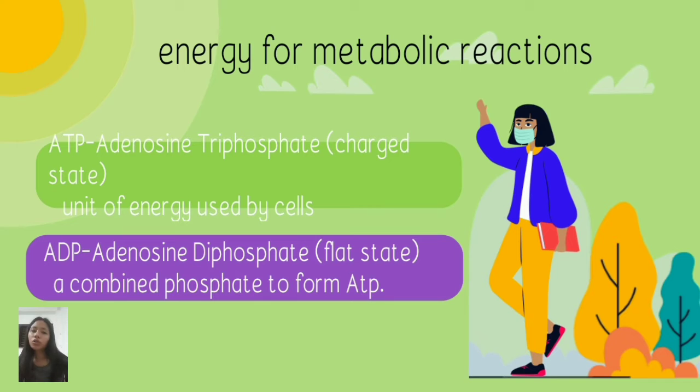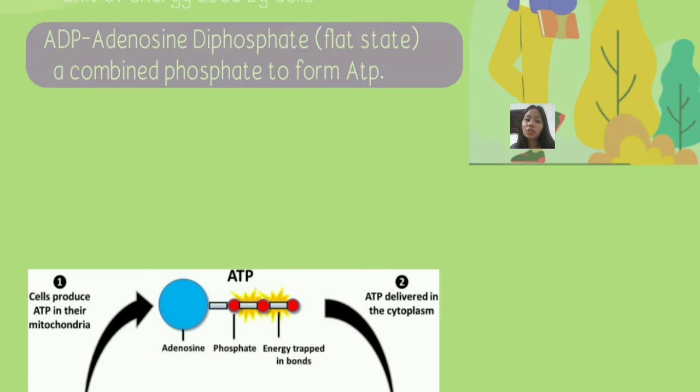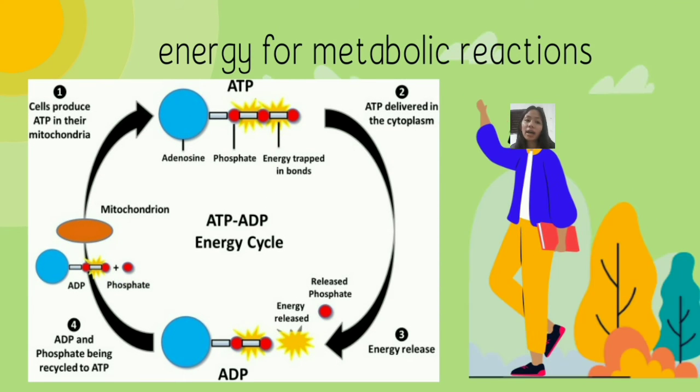So what do you think controls the process and how metabolism happens? ATP plays a very important role. The adenosine triphosphate is known as the charged state. ADP, the adenosine diphosphate, is the flat state, which combines with a phosphate to form ATP. So how does this happen? Look at the picture. Here is the process of how the ATP and ADP cycle. ATP is a nucleotide consisting of the sugar ribose, the base adenine, and three phosphate groups.